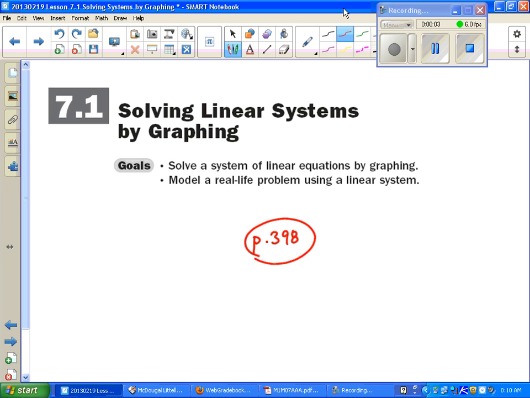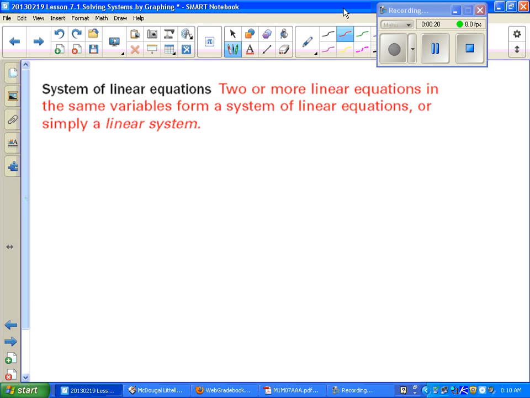Today we're looking at section 7.1, solving linear systems by graphing. We have a couple of goals: solving a system of linear equations using graphing and also using it to model a real life problem. Beginning on page 398. We have a couple of definitions first.